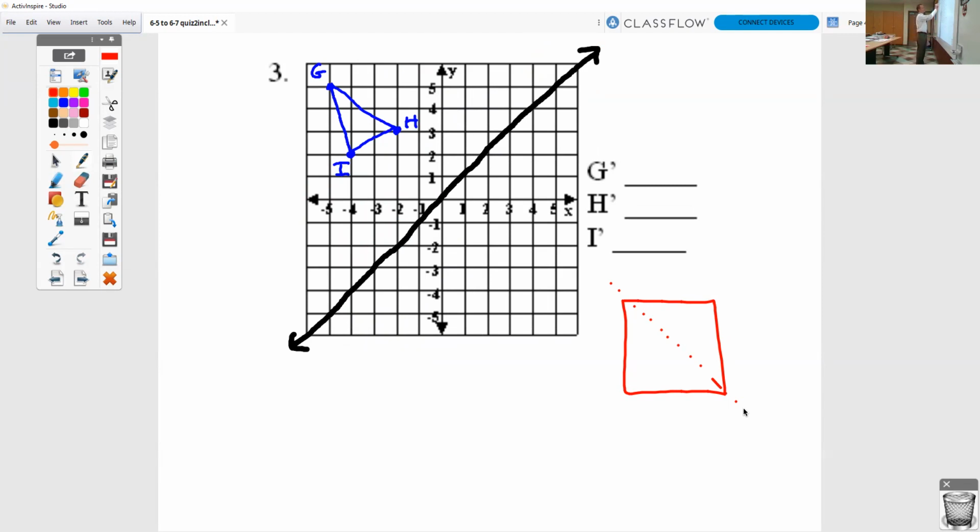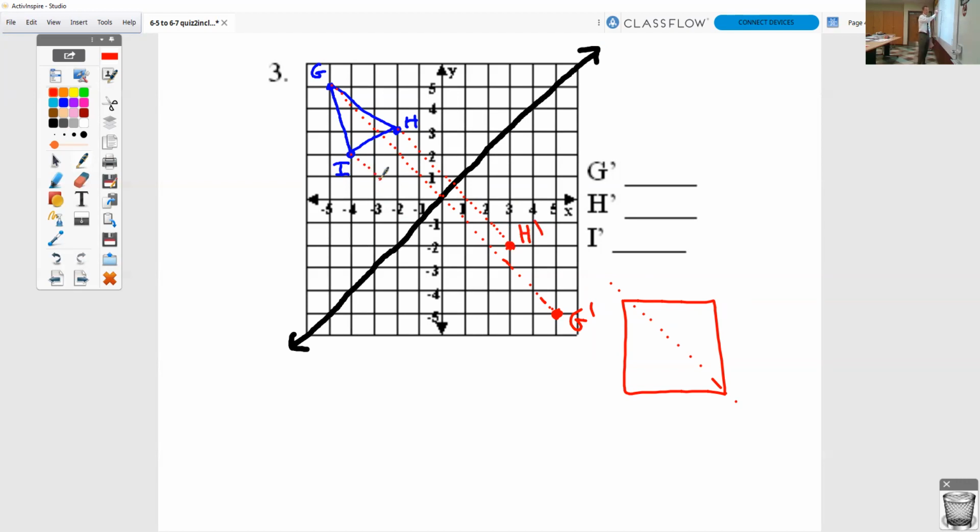So starting at G, G is 1, 2, 3, 4, 5 places diagonally, corner to corner to the line. So 1, 2, 3, 4, 5 places diagonally, corner to corner away from the line. This is G prime. H is 1, 2.5. All right, sometimes you only go a half. So it's 2.5 places diagonally, corner to corner to the line, and 2.5 away from the line. So we end up right here. This is our new H prime.